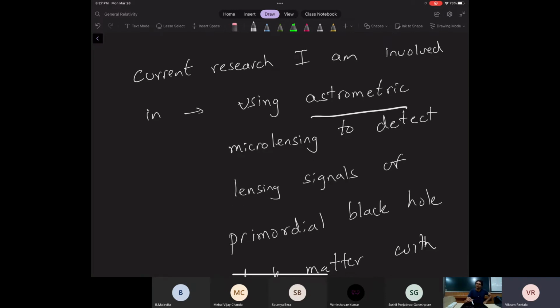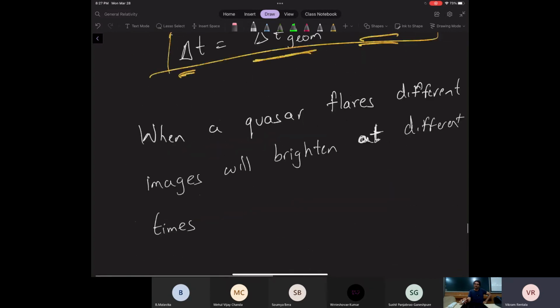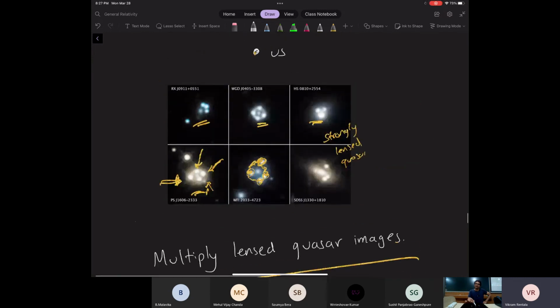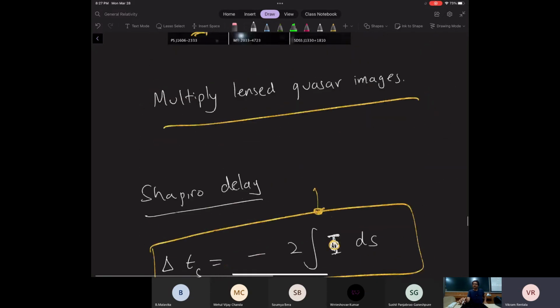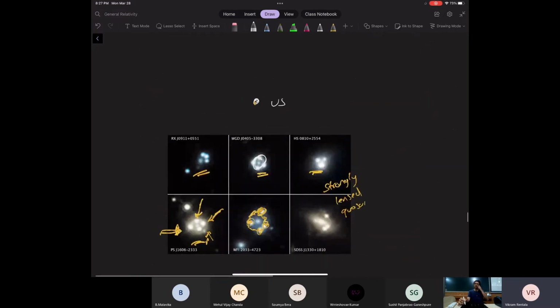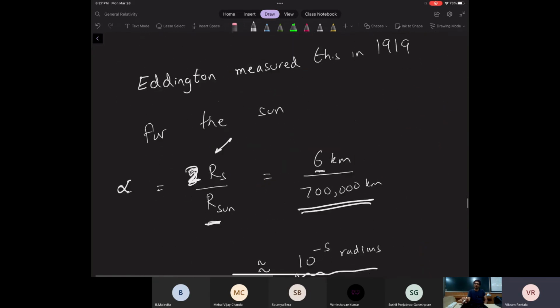So we're using astrometric microlensing. This effect of lensing is obviously more significant if you have a very massive object like a galaxy. If you have an entire galaxy, it can cause a significant amount of lensing. And of course, the amount of lensing depends on this parameter, which was 2 rs over r sun. If you have a bigger mass, then rs is larger.